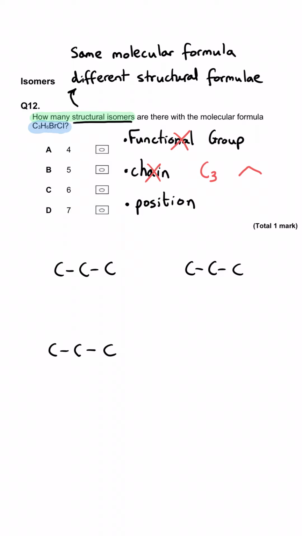We've got 3 to draw. We've got to put a bromine atom and a chlorine atom onto each of these skeletons, and they've got to be different each time. First of all, the bromine and the chlorine could both be on the same carbon atom. That could be the end carbon atom, or it could be the middle carbon atom. That's 2 isomers. Then they could be on different carbon atoms.